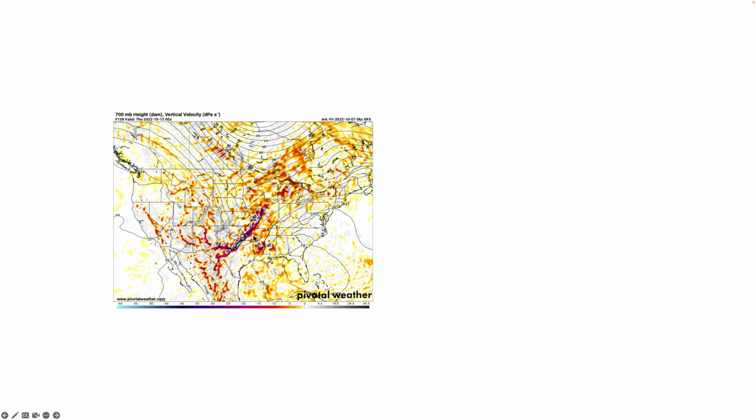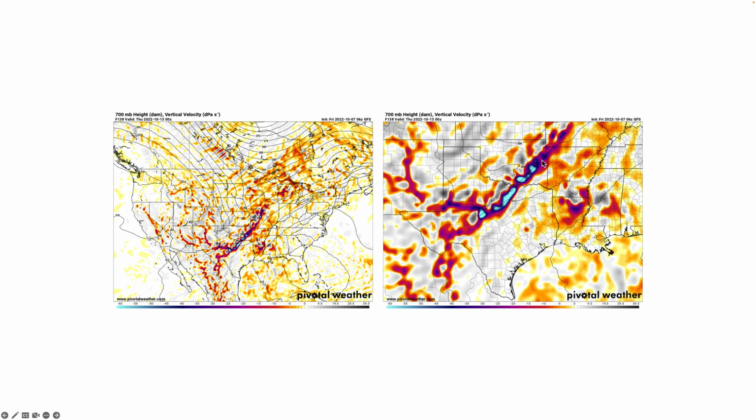If we take a closer look and move onto our vertical velocity map and focus in on the southern plains, you can again see that we have some centers of forecast vertical motion on the order of 60 decapascals per second. So this is actually greater than 0.6 millibars per second. So this is quite rapid, quite vigorous upward motion.